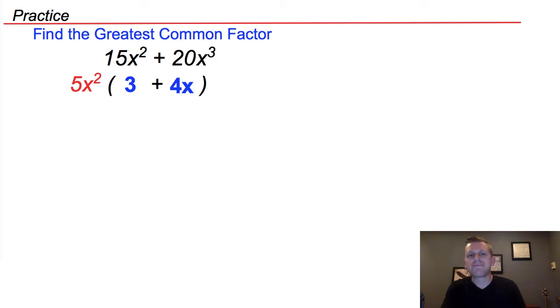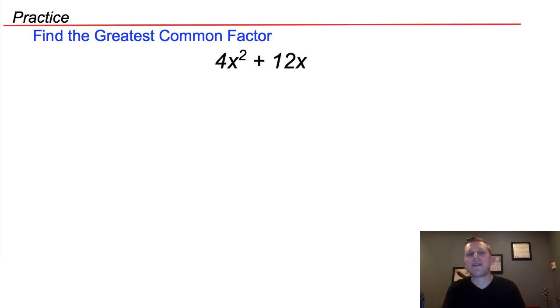Let's try another one. Here I want to factor 4x squared and 12x. First step, find the GCF. The GCF of 4 and 12 is simply 4. The GCF of x squared and x is the one with the lowest exponent. That will just be x, making our GCF 4x. Now take 4x squared and divide it by 4x. I'll be left with x. 12x divided by 4x, I'll be left with just 3. If I want to check my answer, just distribute. If you distribute here, you'll see that they are equivalent expressions.